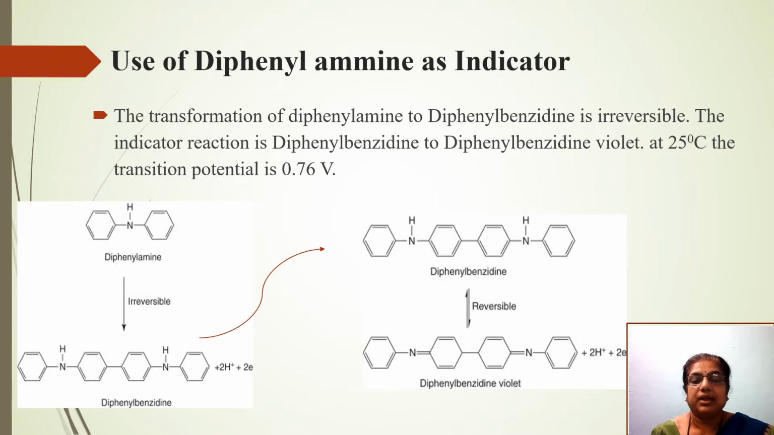This diphenylbenzidine reversibly gets converted into diphenylbenzidine violet by losing 2 electrons and 2 protons. This is the color change, or the transition reaction, which takes place at 0.76 volts.